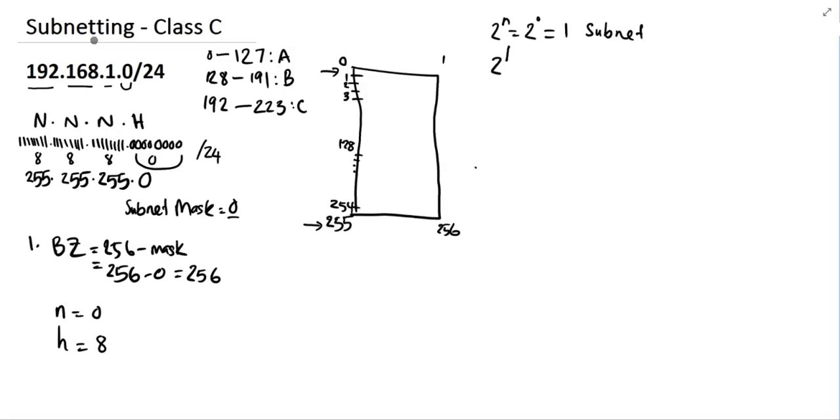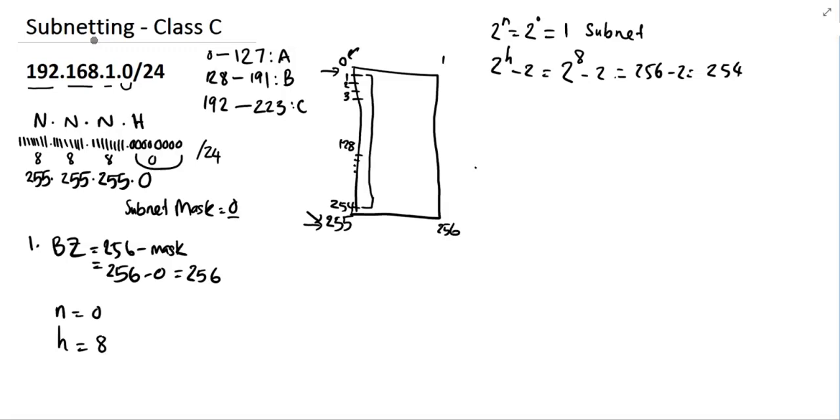The other one is 2 to the power of H minus 2, and H is 8, so 2 to the power of 8 minus 2. 2 to the power of 8 is 2 times 2 times 2: that's 4, 8, 16, 32, 64, 128, 256. That's 2 to the power of 8. That means 256 minus 2, and you have 254 IP addresses. Now look at these numbers: the first one is 0 and the last one is 255. From 1 to 254, those are your valid hosts.